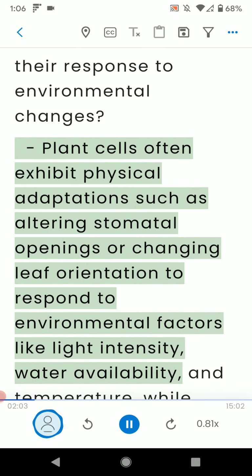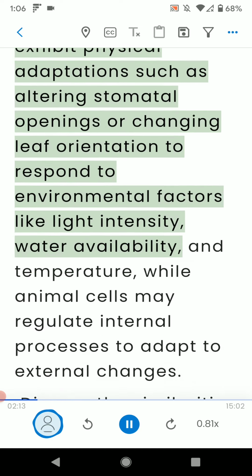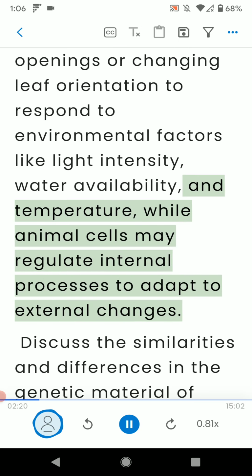How do plant and animal cells differ in their response to environmental changes? Plant cells often exhibit physical adaptations such as altering stomatal openings or changing leaf orientation to respond to environmental factors like light intensity, water availability, and temperature, while animal cells may regulate internal processes to adapt to external changes.